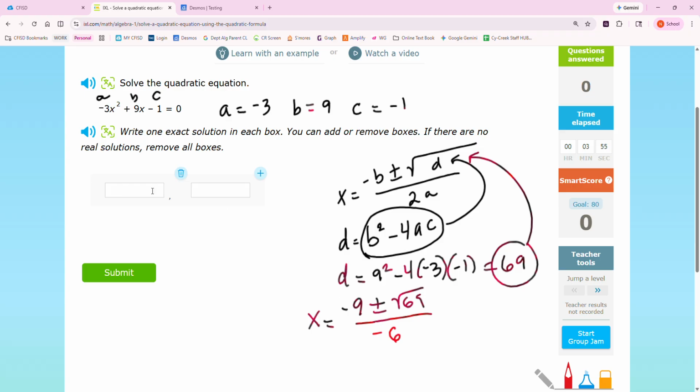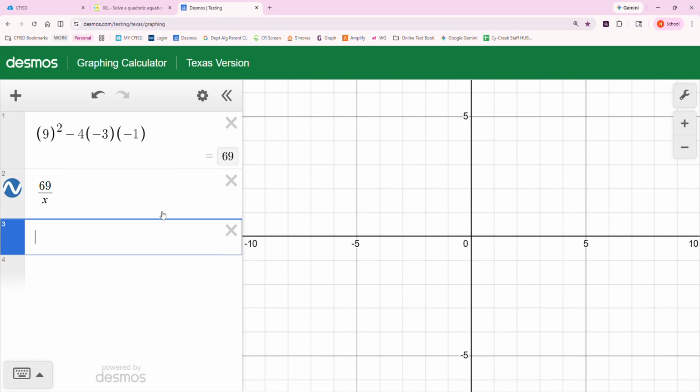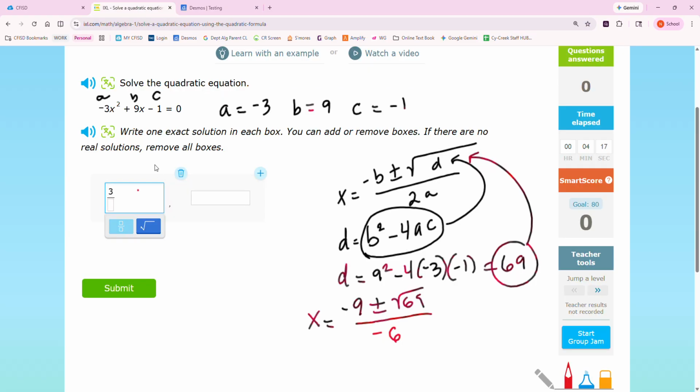Now let's talk about putting this in our sheet. So that's going to be a fraction. Negative 9 divided by negative 6. 9, let's go ahead and talk about simplifying. 9 divided by 6, we're going to simplify that. That becomes, as a fraction, 3 halves. So I'm going to put 3 over 2. And then remember, we have the plus or the minus. So I'm going to put plus. You can put minus too.